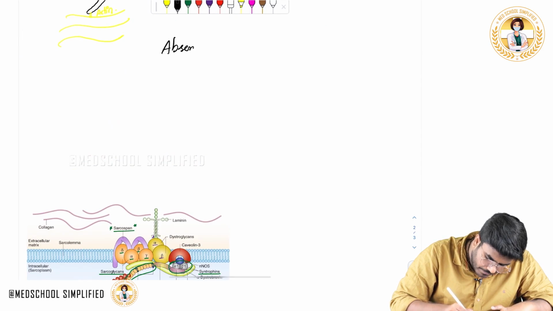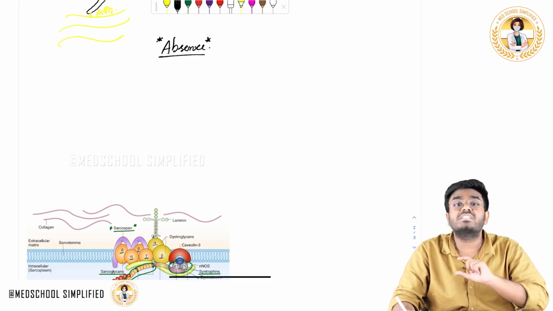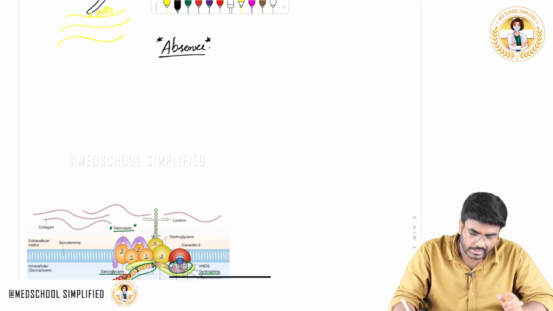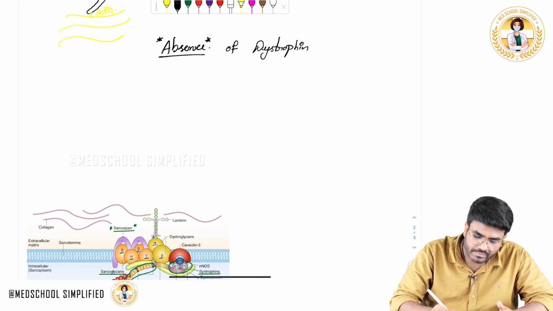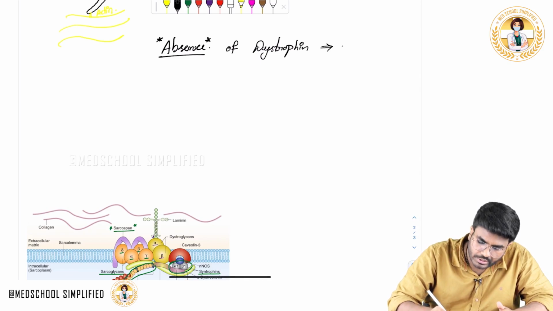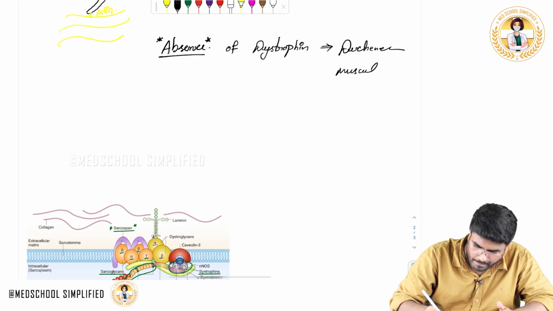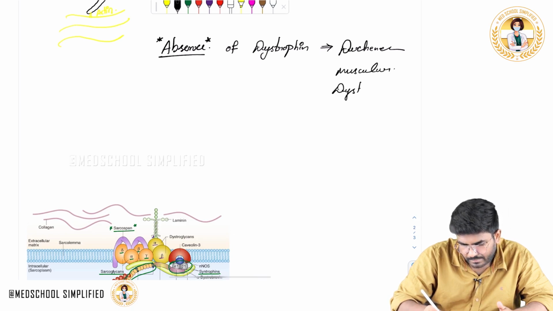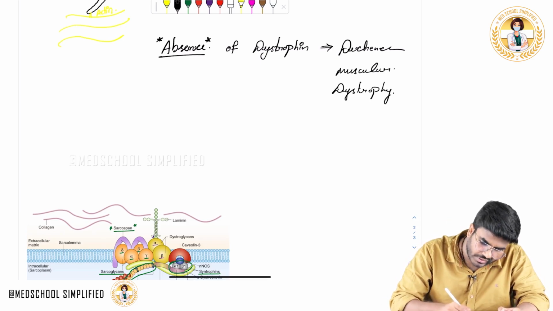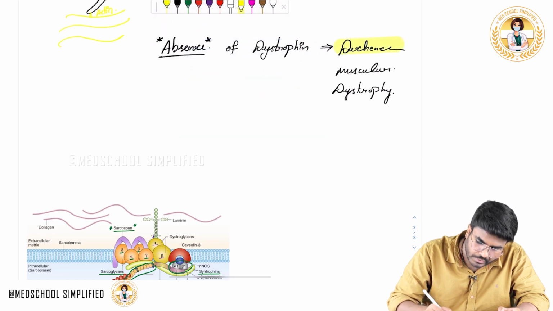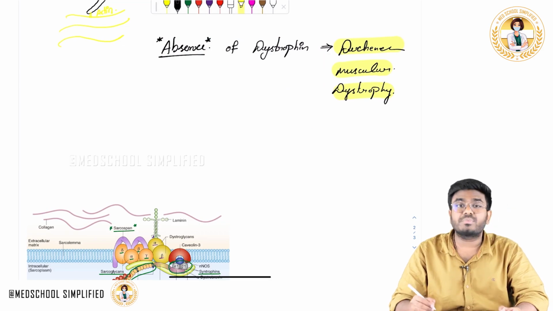Absence. So the dystrophin gene, the largest gene in the human genome, is mutated, and there is absence of dystrophin. The dystrophin is absent. When the dystrophin is absent, it is going to cause Duchenne's muscular dystrophy. So Duchenne's muscular dystrophy is due to complete absence of the dystrophin.